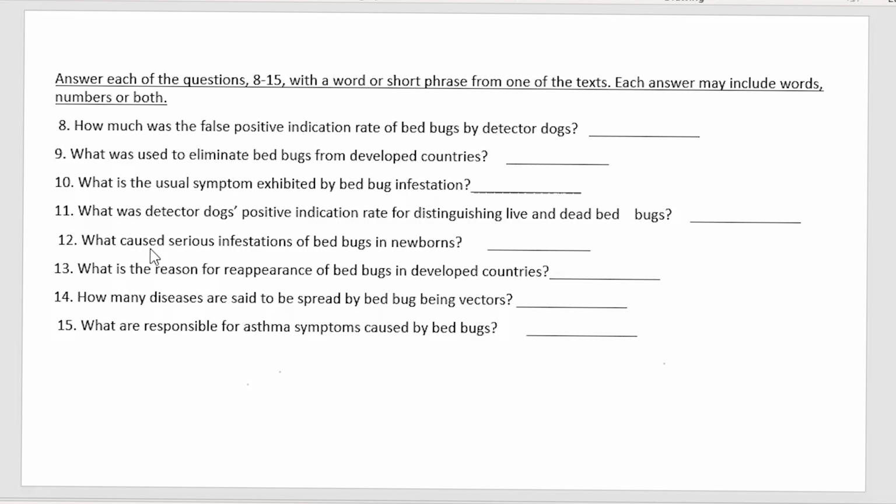Next question is question number 11. What was detector dog's positive indication rate for distinguishing live and dead bedbugs? Where can you find the answer for question number 11? Please go to the text. Just read the text headings which you have given for 4 texts. Go to the text and find out the answer and please put it in the chat box.